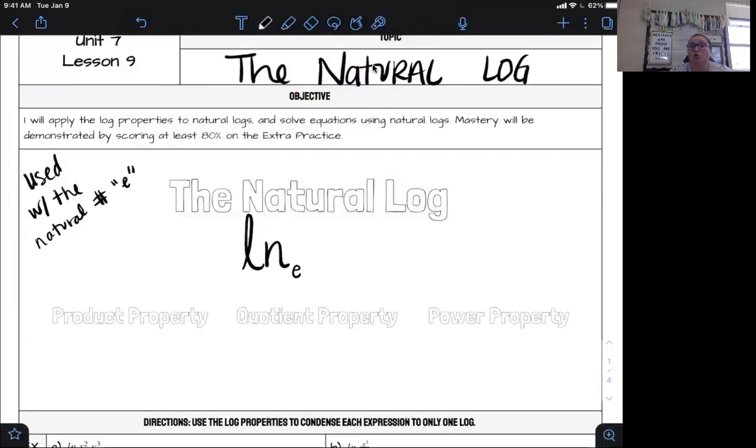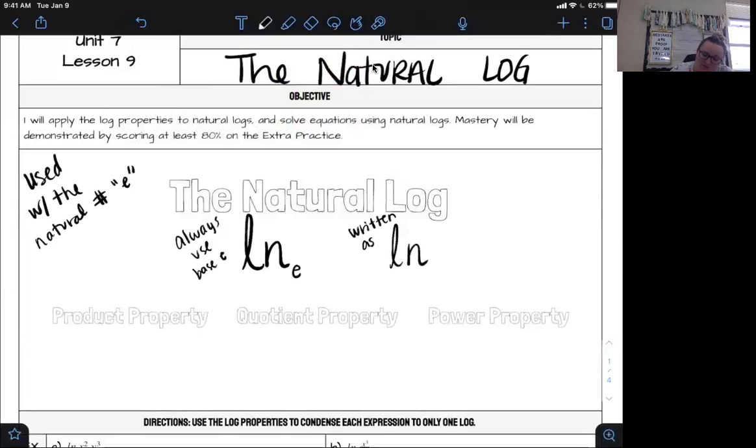It's understood that we're always using base e, but we write it as ln. So you're always just going to see ln, and whenever you see that, you think the natural log, base e.